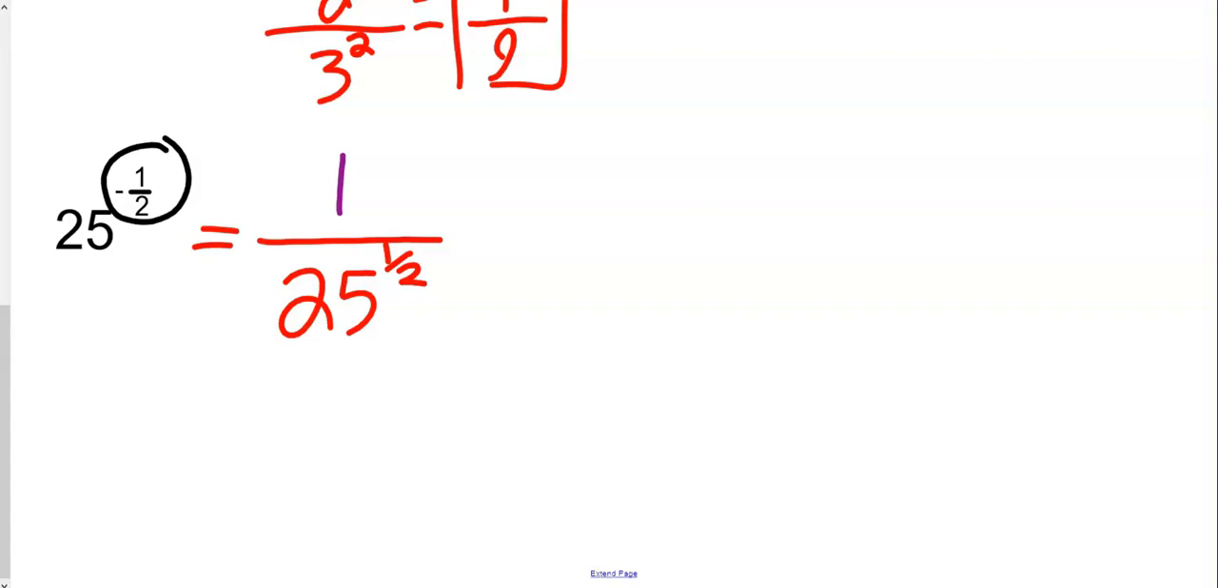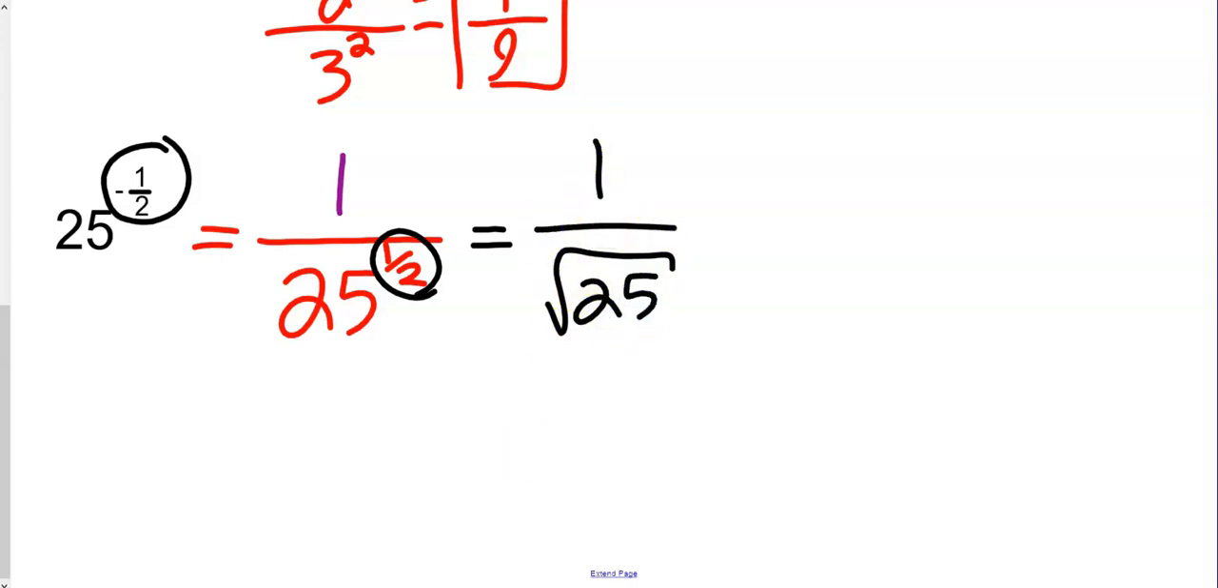So now that we've taken care of the negative, we're ready to take care of the rational. And again, you've already been seeing this guy popping up a lot. A half just means that what you're looking at is the square root of 25, 1 over that. And what is the square root of 25? 1 over 5.